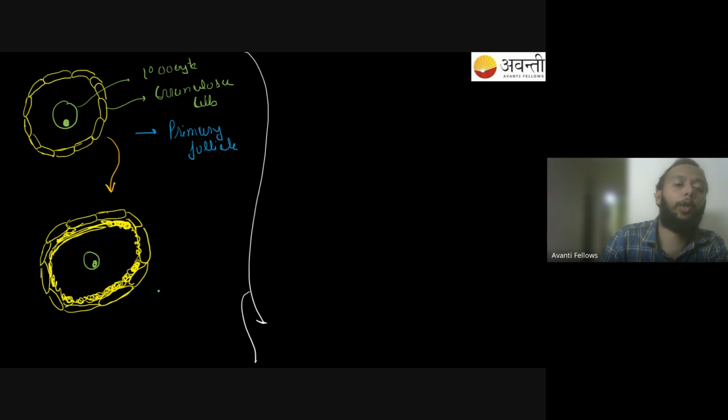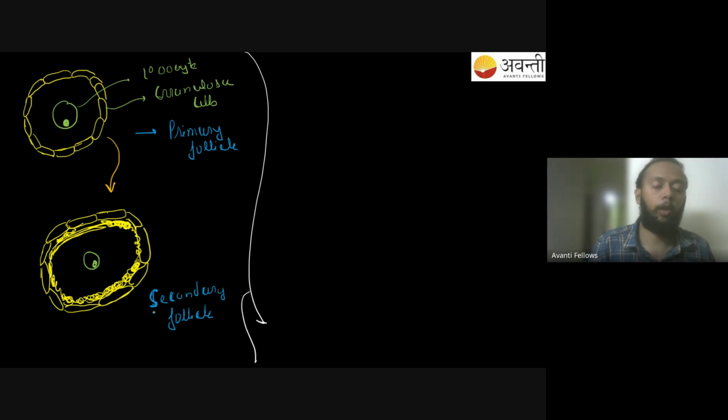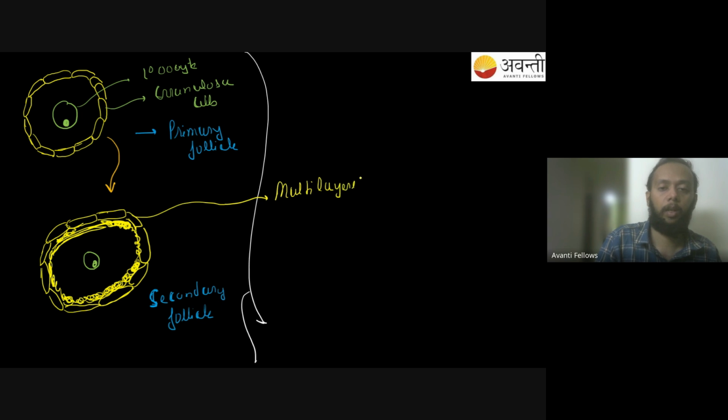Now what happens over here? The primary follicle has been converted into the secondary follicle. Now the secondary follicle is something in which you will find multiple layers of granulosa cells. Over here the layers of granulosa cells are much higher. So multi-layered granulosa cells have been observed over here.